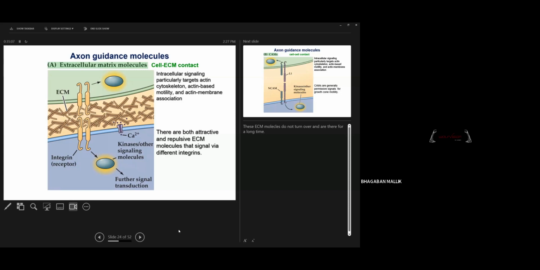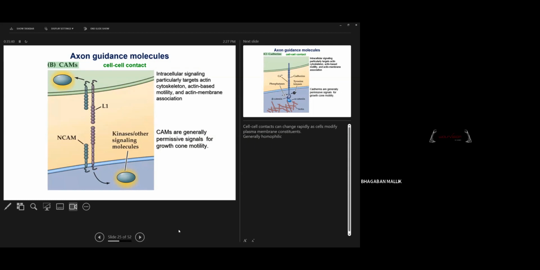They are both attractive and repulsive. The molecules present here in the extracellular matrix can act as attractive molecules or repulsive extracellular matrix molecules. So depending upon the signal, you have either growth of the axon or inhibition of the growth of the axon. This is the example of an extracellular matrix molecule, showing how it helps the axon to grow.